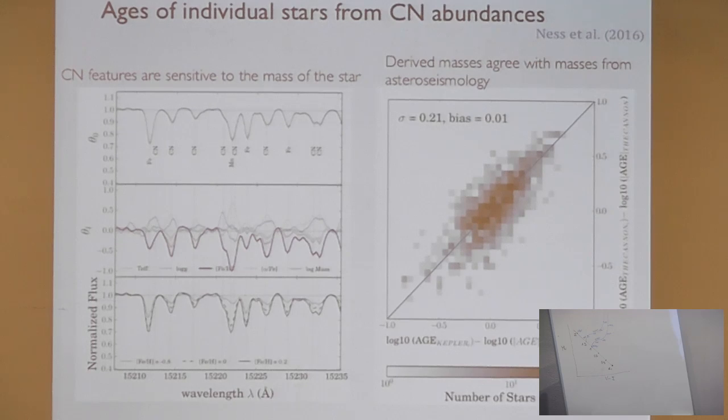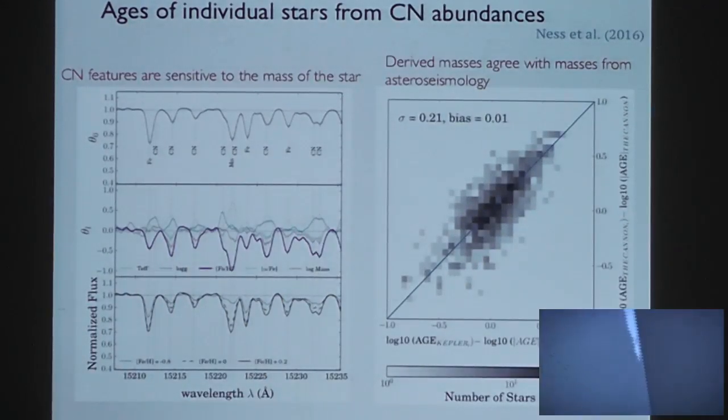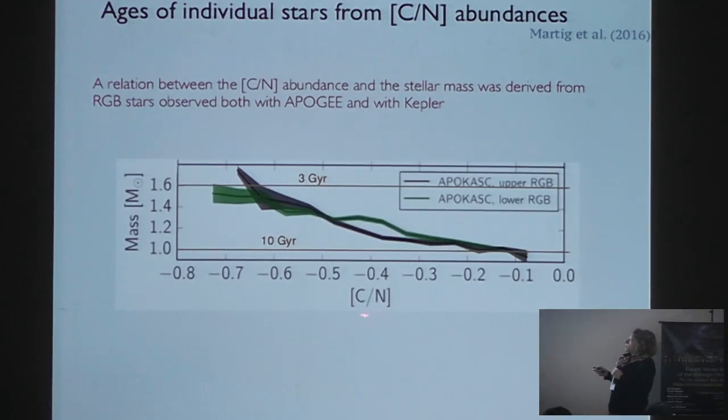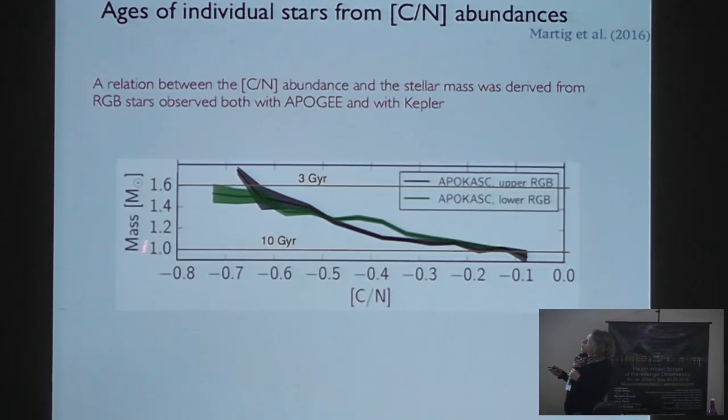Why do I say that it's very uncertain at the beginning? Because this measurement is very uncertain. It is true that apparently the CN features in the spectrum have a dependence on mass, but they also have a dependence on many, many other parameters. And so you have to be able to disentangle the dependence on all of them. Martig et al. at the same moment also realized that there are some features in the spectrum that depend on mass. In particular, it's the same concept behind that: the ratio of the abundance of carbon over nitrogen has a correlation with mass.